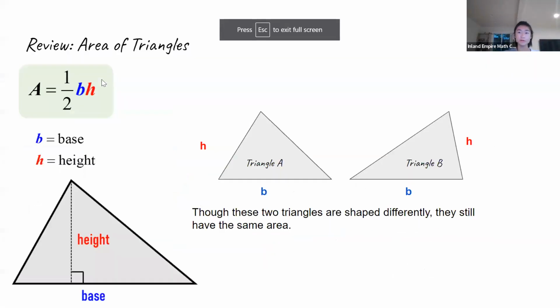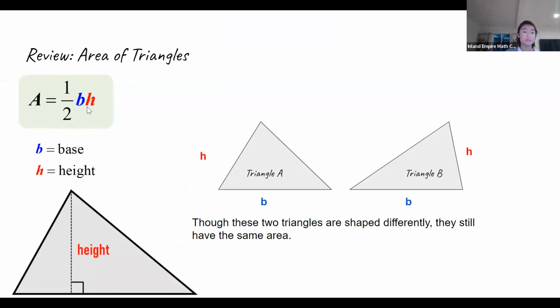Now we're going to review a little bit about area of triangles. So this one should be pretty easy, right? So again, area of a triangle is half the base times height. So the base is down here times the height. We're going to get half that will be equal to our area.